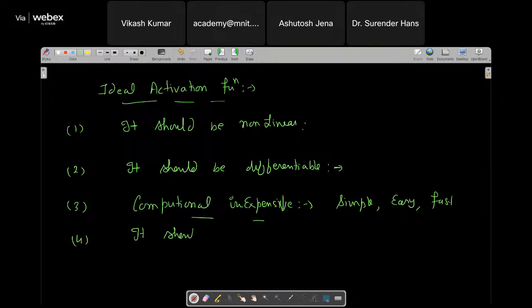Like tanh, hyperbolic tan. Here the mean, which we will discuss in detail, is equal to 0. This is zero centered. That is the reason this activation function converges much faster compared to other activation functions. So convergence is fast.